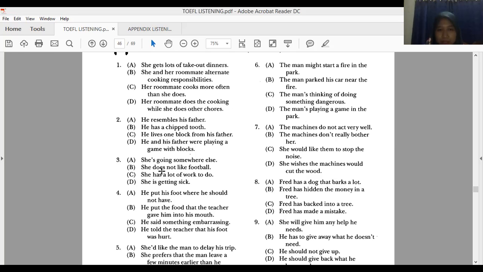Number 3, the answer is Delta. She's getting sick. Number 3. Do you want to go to the football game with us tonight? No, thanks. I think I'm coming down with something. What does the woman mean? Okay, wait. Answer correctly. I think I'm coming down with something, because she felt that something is coming. Bukan she's going to somewhere else.